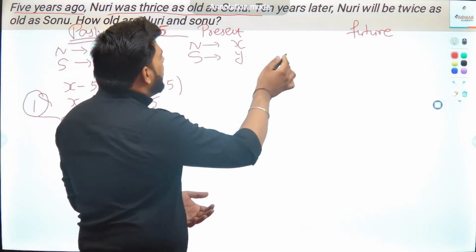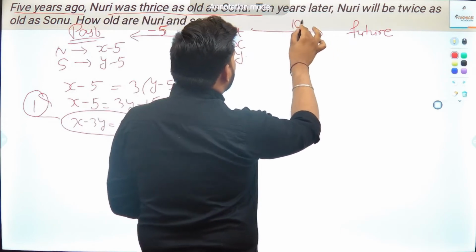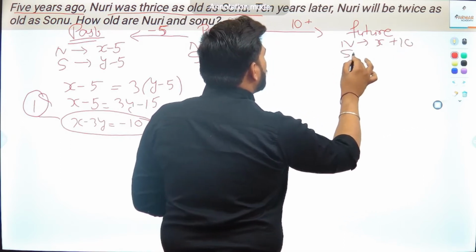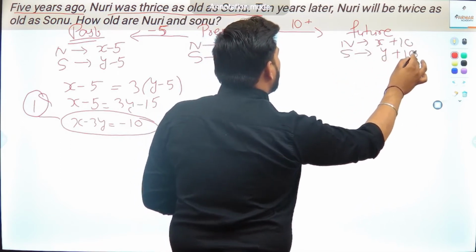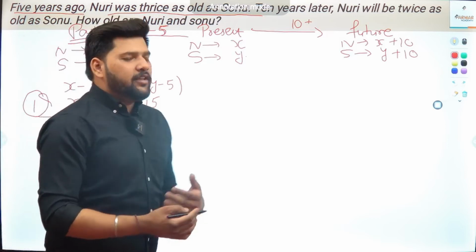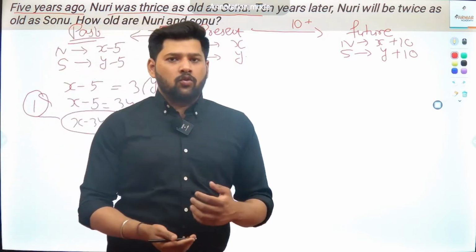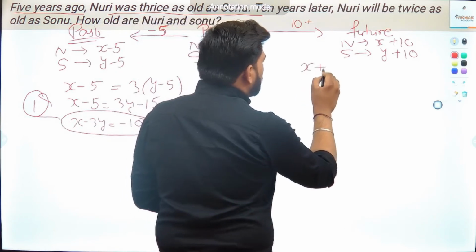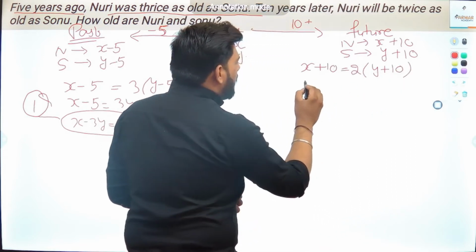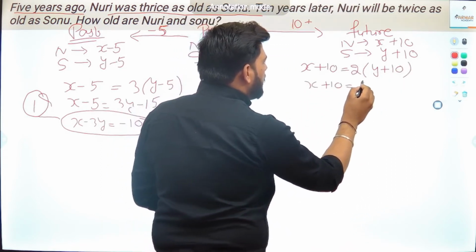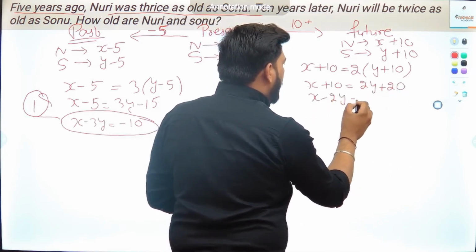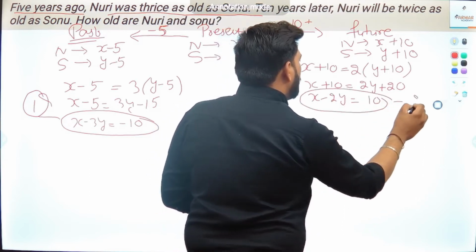10 years later means 10 years in the future. So Noori's age is x plus 10 and Sonu's age is y plus 10. Noori will be twice as old as Sonu, which means x plus 10 is equal to 2 times y plus 10. So that becomes x plus 10 is equal to 2y plus 20. That is x minus 2y is equal to 10. This is equation number 2.